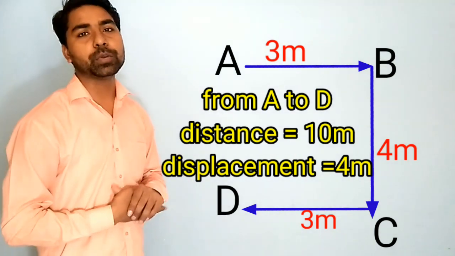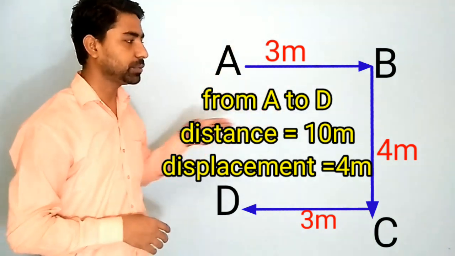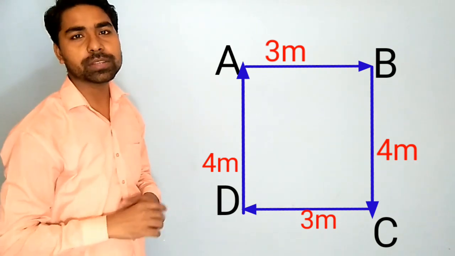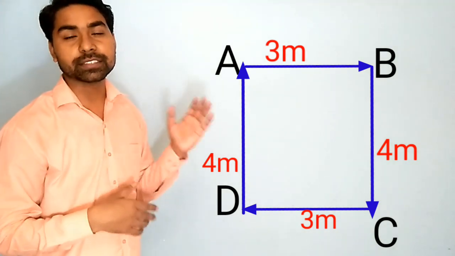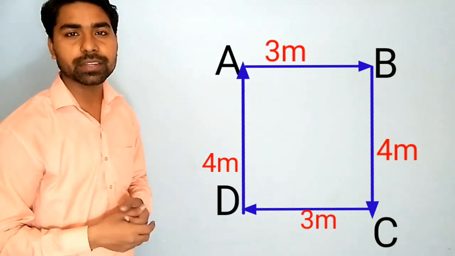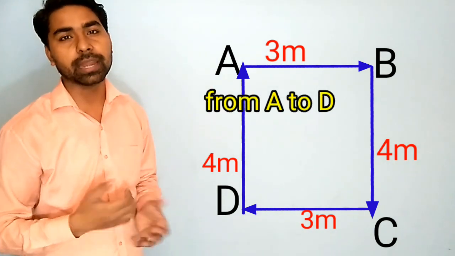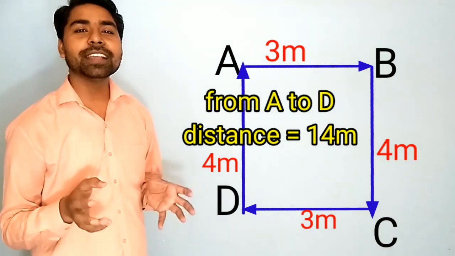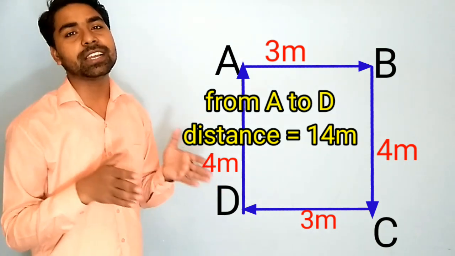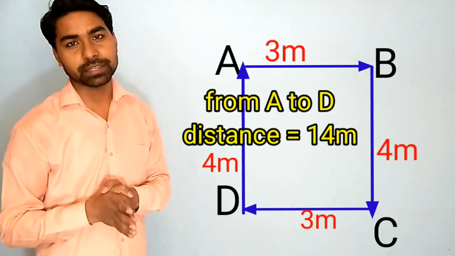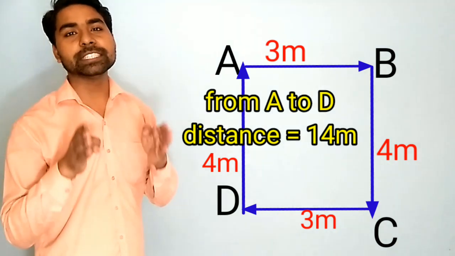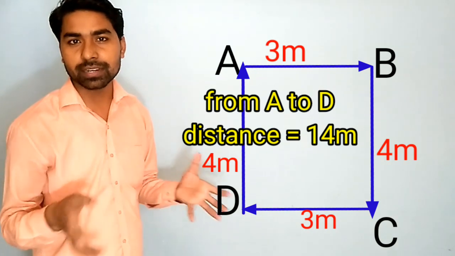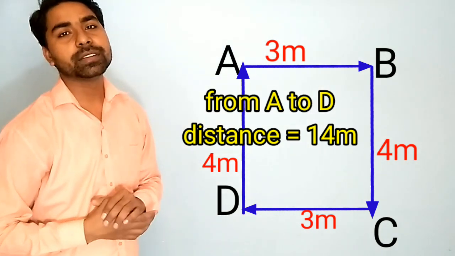Now again the person goes back to the original position, from A to B to C to D and then A. The total distance covered is 3, 4, 3, 4. How much? 14 meter. This is the distance covered by the person, the total path covered from A and, after going around, again point A. What about the displacement? There is no difference between the initial and the final position. That is called zero displacement. There is no change in initial and final position. The person is again at the same position from where he started. So the displacement at this time is 0.